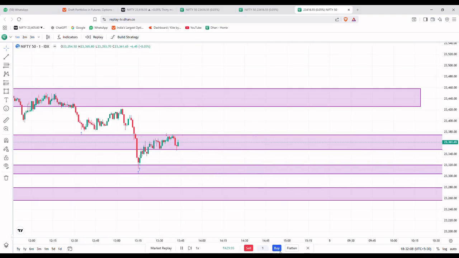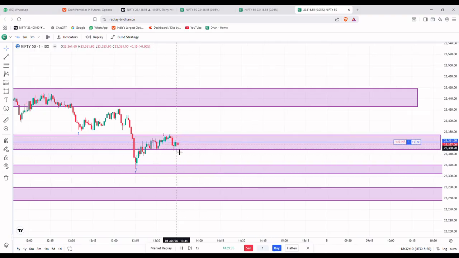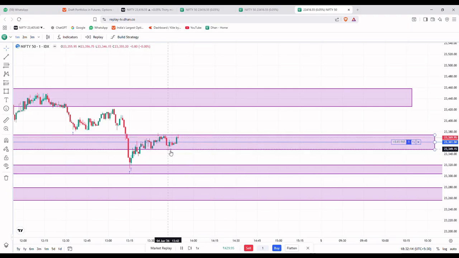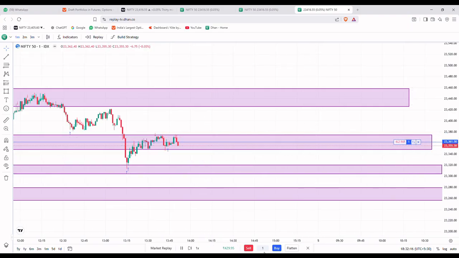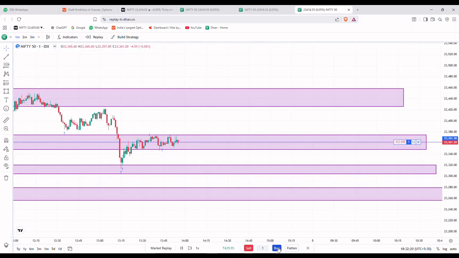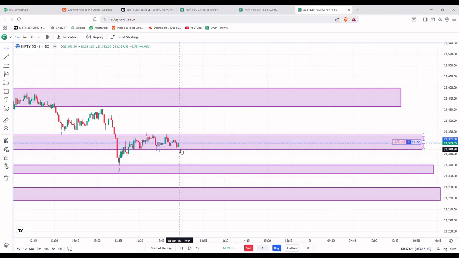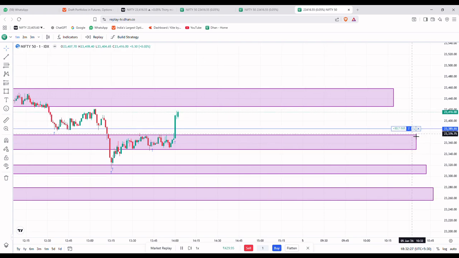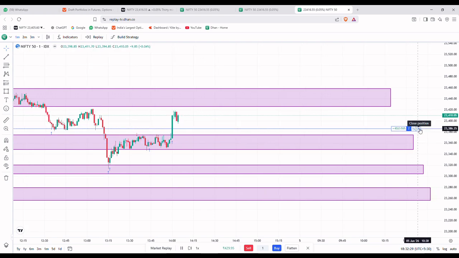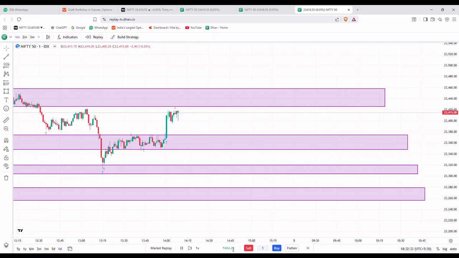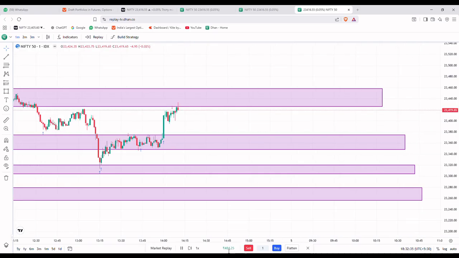Now, okay, I'll buy again because I see a pure support here. This candlestick made me actually buy. Oh, okay, it's coming down. Okay, if it breaches this line, I'm going to close it. I'm going to close it. I was able to capture 484 points already.